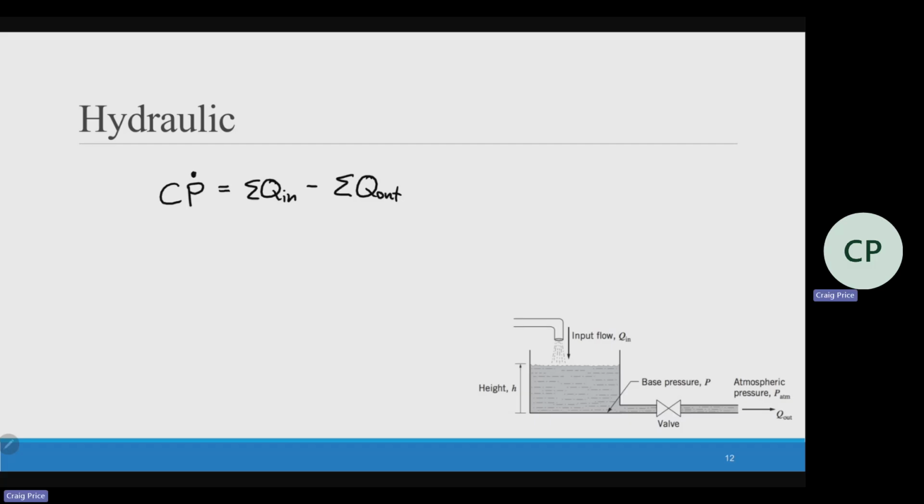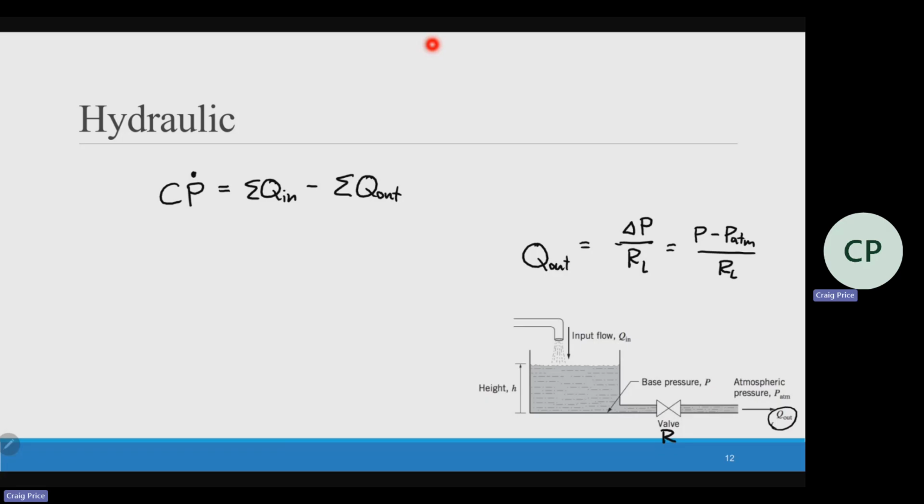But that's all based on Q out right here, which is based on the resistance of this valve, right? If I open the valve, and you've turned on the spigot before, right? If I only turn it a little bit, I have a pretty high resistance. I'm not going to get much of a flow. But if I open it all the way, there's less resistance. And so that Q out is equal to the delta P over R if it is laminar, and laminar is linear. So in this case, delta P, I'm going from high pressure, which is the pressure of the base, minus the atmospheric pressure, all over that.